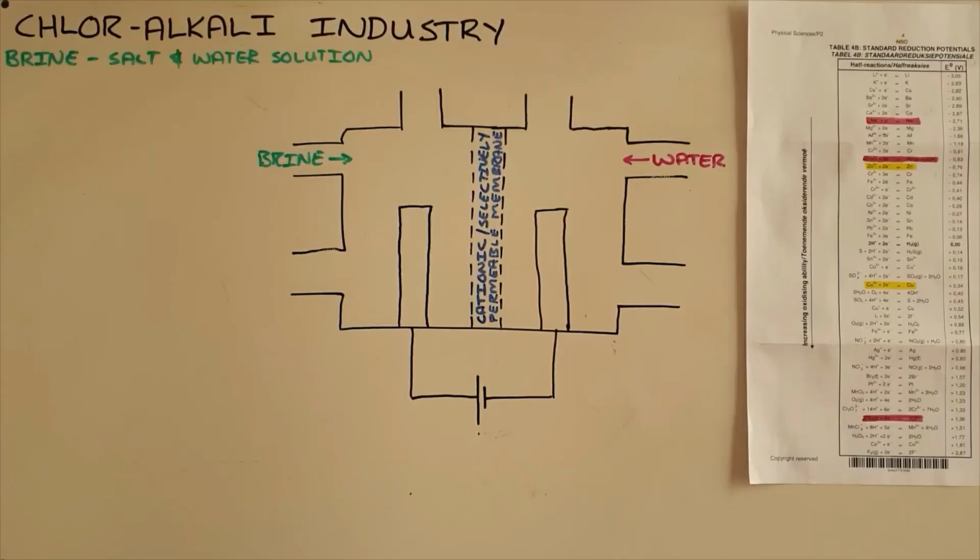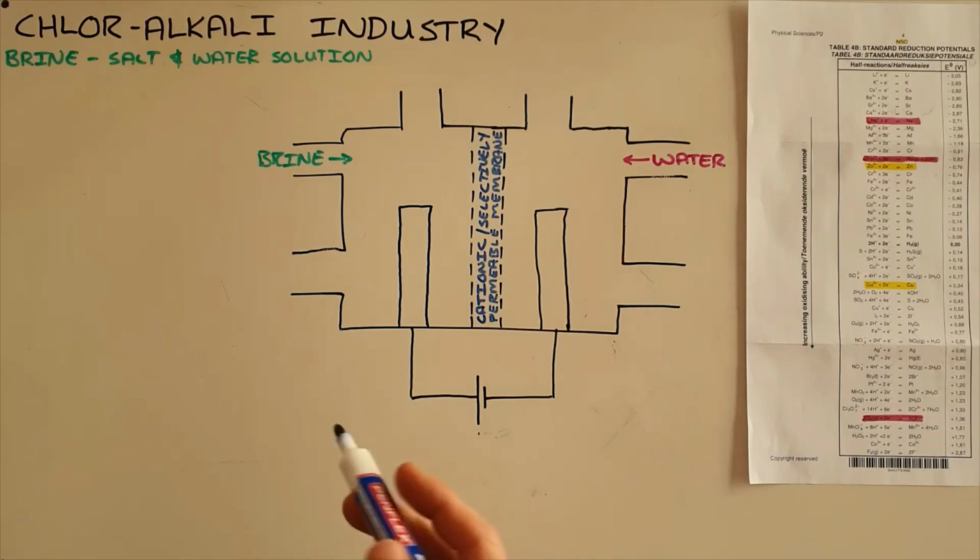The Chlor-Alkali industry makes use of electrolysis to convert brine, which is a solution of salt in water, into more useful substances. So like any electrolytic process, this is a conversion from electrical energy into chemical energy.